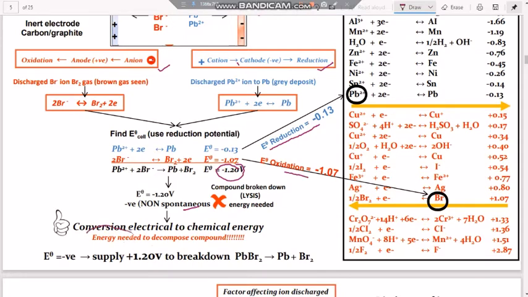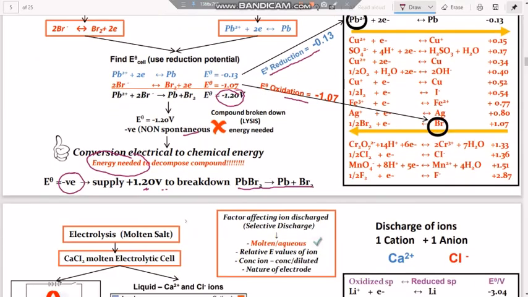So we are saying energy is needed. That means the E naught value is negative. Supplying plus 1.20 volts, or more than that, can break down the lead bromide into lead and bromine. So we have to supply current to this molten salt to break it down. More than this we have to supply.